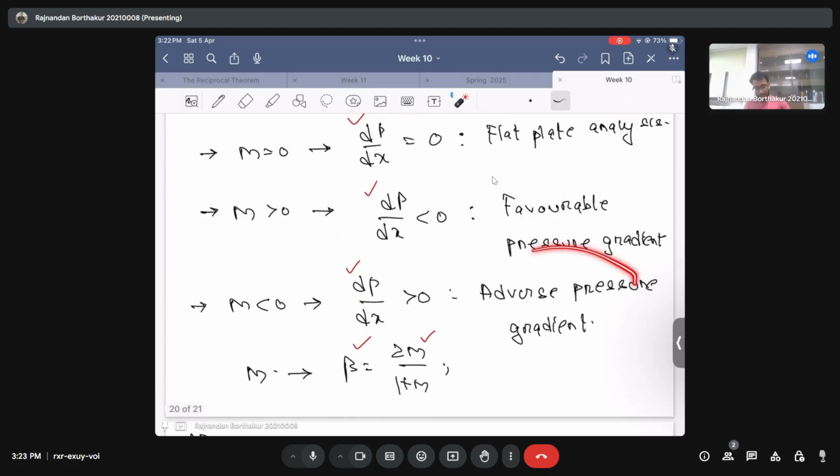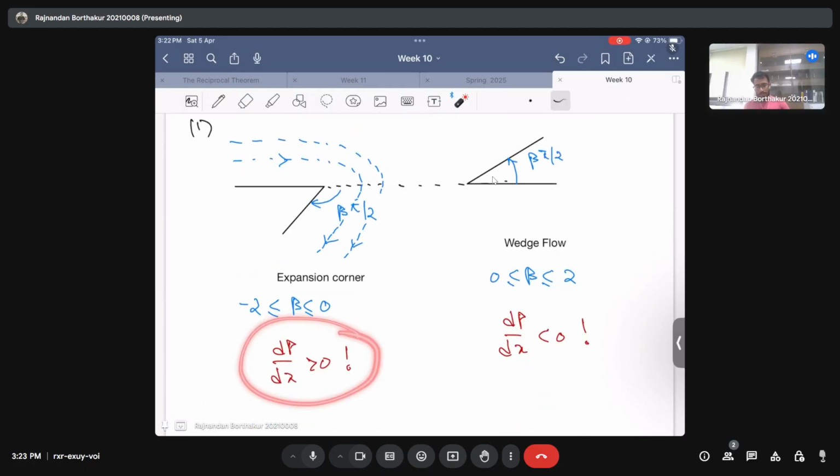Which means that I have an adverse pressure gradient according to the results that we described, and that's the reason why dp/dx is greater than 0. If there is a flow taking place around an expansion corner, an adverse pressure gradient develops, and if the flow cannot sustain itself due to its inertia, there will be separation. So flow around expansion corners is liable to separation, but flow over wedges is not, because in the case of wedges, beta lies in this range, meaning that m is greater than 0, sorry, I said it the other way around, which means that dp/dx is less than 0.